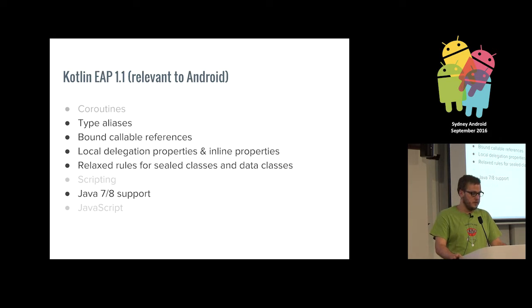Type aliases are pretty cool. I'll actually just show you how to use them later. Bound callable references, same thing. I'll get to the last one first because it doesn't actually have any code to show you, so I'll cover that first.